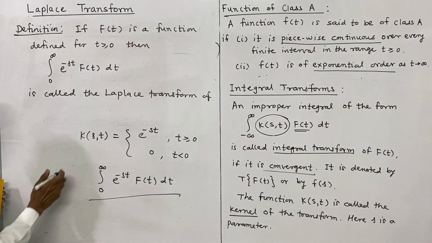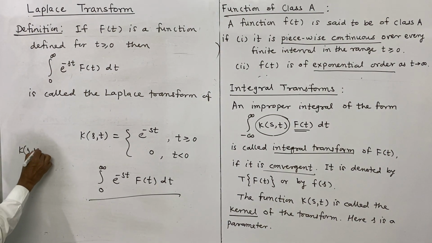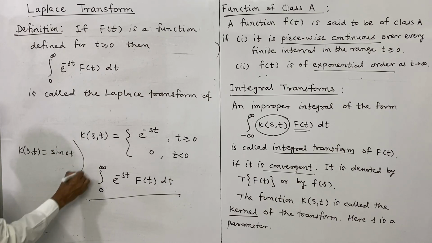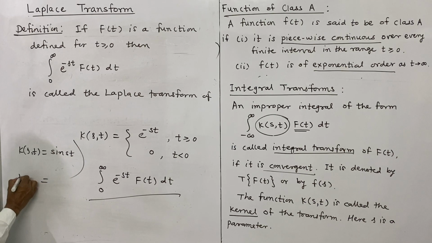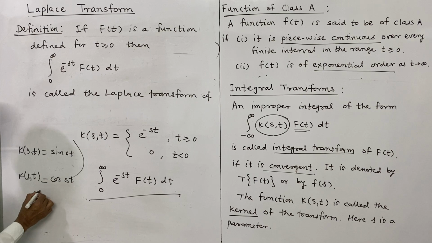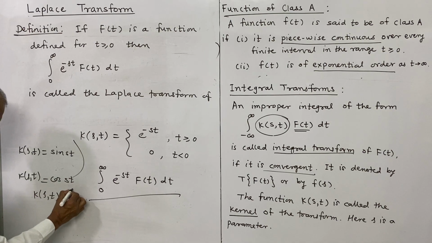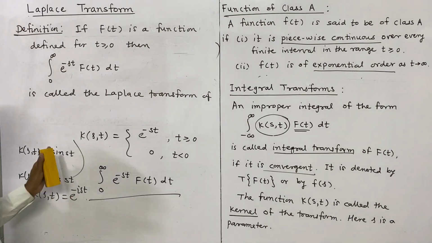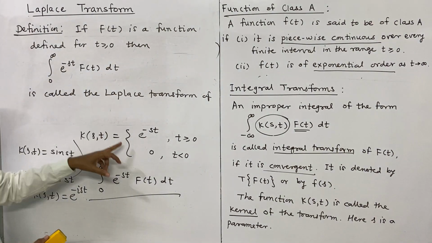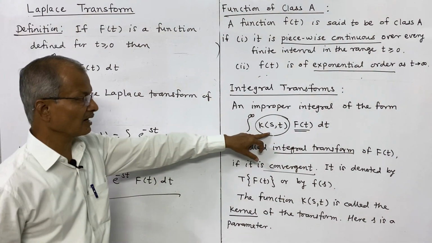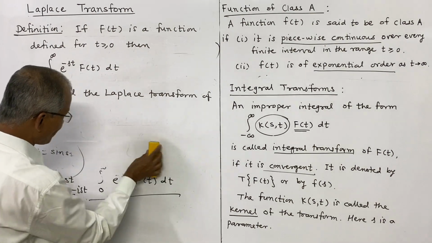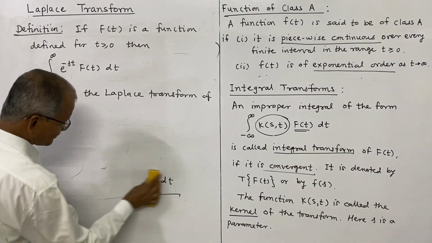For the Fourier transform, we have k as sine st for the sine transform, and for the cosine transform we have k of s,t as cos st, and for the infinite Fourier transform we have e to the power minus ist. This we will study in the chapter on Fourier transform. But for the Laplace transform, k is taken as e power minus st, and it is called the Laplace transform of f of t, capital F of t.